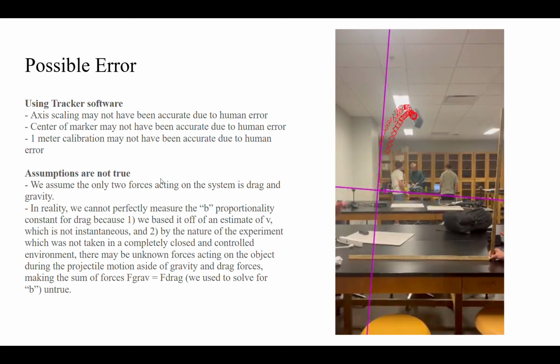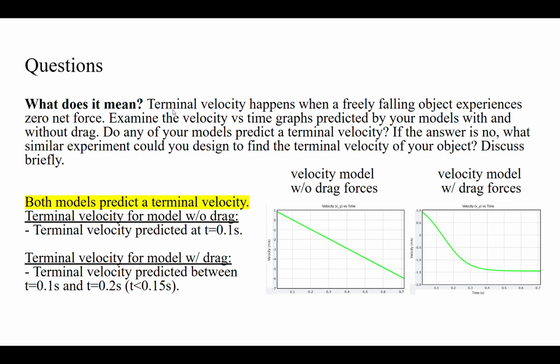There may be unknown forces acting on the object during projectile motion, aside from gravity and drag forces, which makes the assumption that the sum of forces, F grav equals F drag, which we use to solve for b, not true.